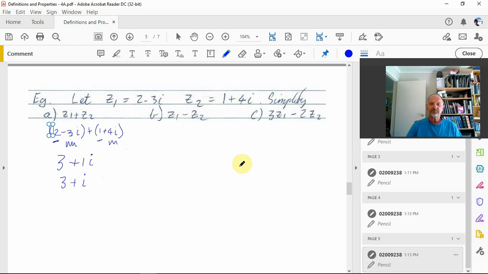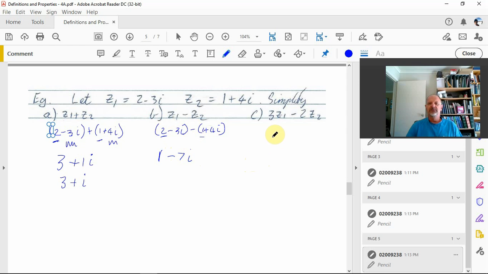All right, the next one, Z1 minus Z2, so 2 minus 3i, and we're subtracting 1 plus 4i in this case. Again, real parts, subtract: 2 minus 1 is 1. Imaginary parts, minus 3, take away another 4, minus 7.